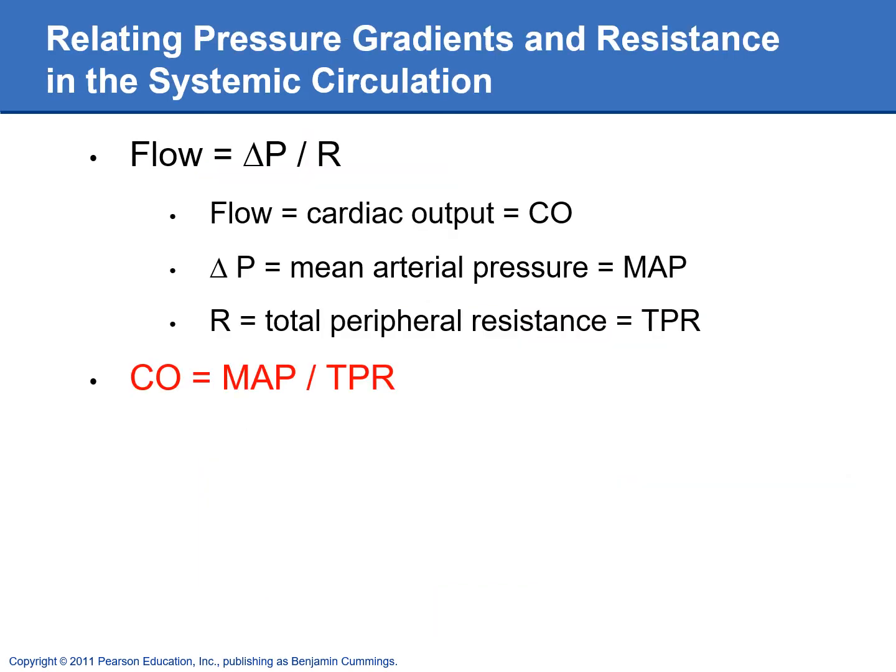So we're just going to change our flow rule again. We're going to call the blood flow cardiac output. So remember, the cardiac output is the amount of blood that each ventricle pumps per minute. And then we're just going to change the pressure gradient to the mean arterial pressure, or MAP, and then divide that by our total peripheral resistance. So star this formula. You need to have this memorized. This will definitely be on the exam.